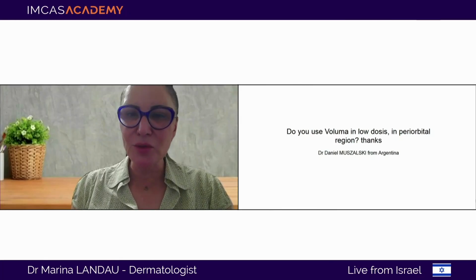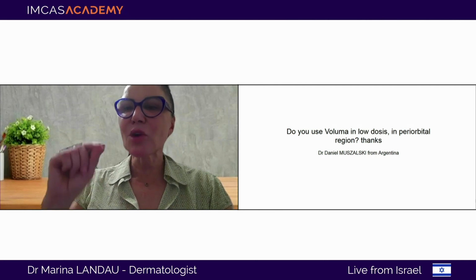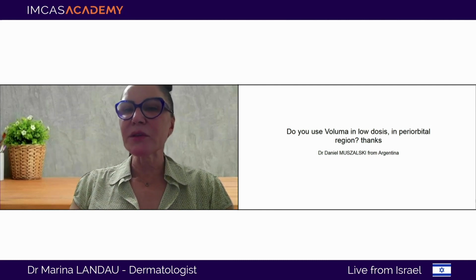Sorry, Marina. It's about the amount. I don't think that it's about adding something. Dr. Muslaski from Argentina is asking about using Voluma in small amounts in the periorbital region. For me, the answer is yes. I think that Voluma is quite soft, so in small amounts, it can be safely used in periorbital region. I don't use Voluma in this region, in periorbital, including in the lower eyelids.